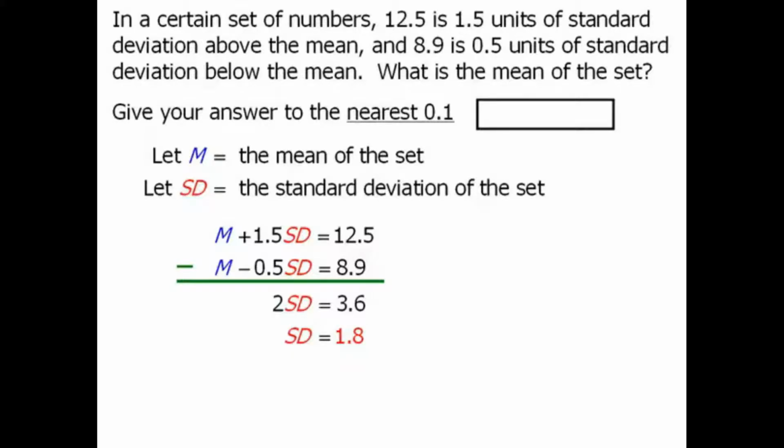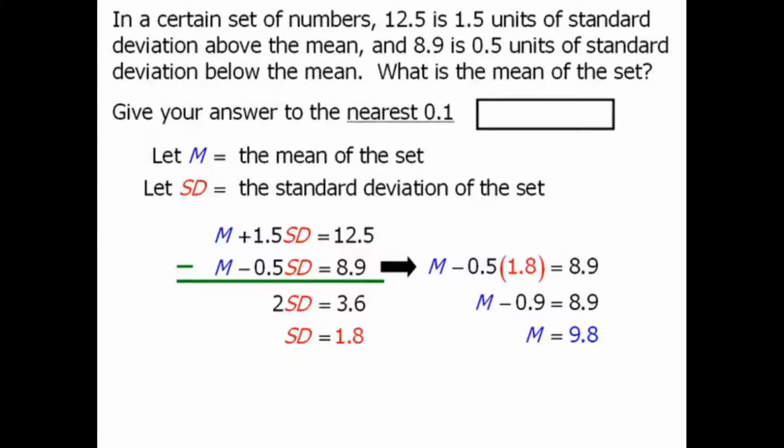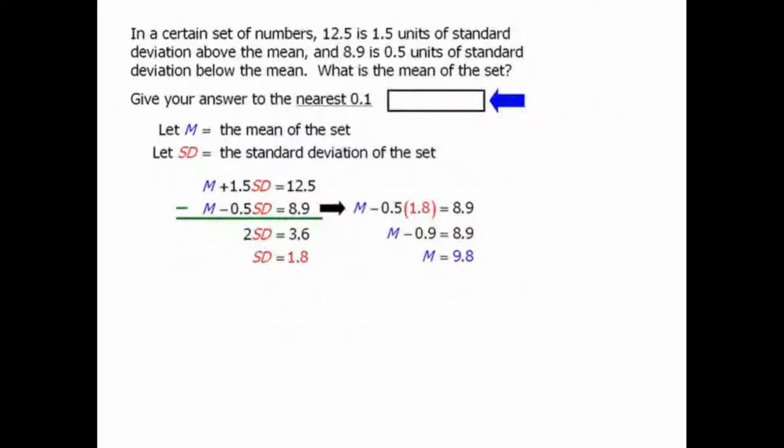Now, our goal is to find the value of m, the mean of the set. So let's take one of our equations, say this one, and replace SD with 1.8. From here, when we solve this equation for m, we get m is equal to 9.8. So the mean is equal to 9.8, and we will add that up here.